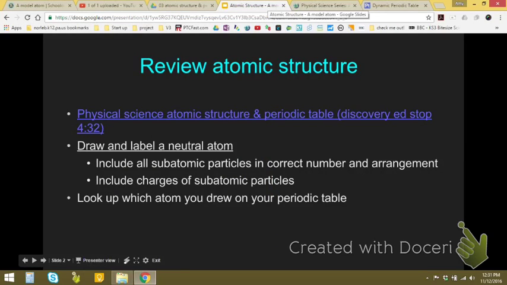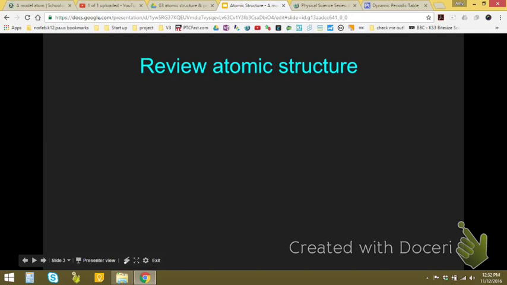So what I want to do next to take a look at neutral atoms is just draw and label a neutral atom. You'll see that this is also in your assignment. What we need to have are all subatomic particles in the correct number and arrangement, and we need to include the charges of those subatomic particles. And then, when we're finished drawing one, we'll go look up what atom we decided to draw.